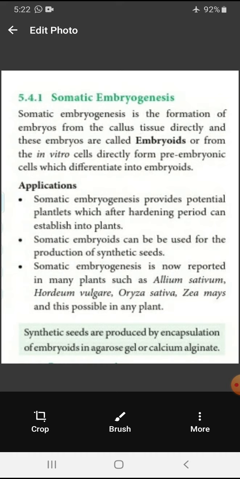Then what are synthetic seeds? Synthetic seeds are produced by encapsulation of embryoids in agarose gel or calcium alginate. What do we mean by encapsulation? We cover the embryo using agarose gel and calcium alginate. Now it is called a synthetic seed. For example, the embryo developed from somatic cells is covered using agarose gel and calcium alginate. Now this embryoid is called a synthetic seed.